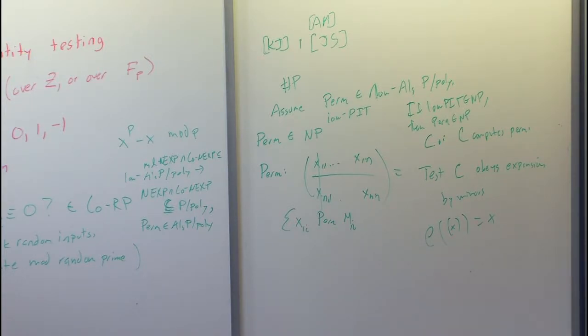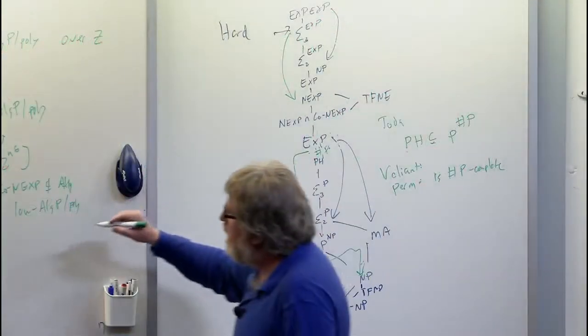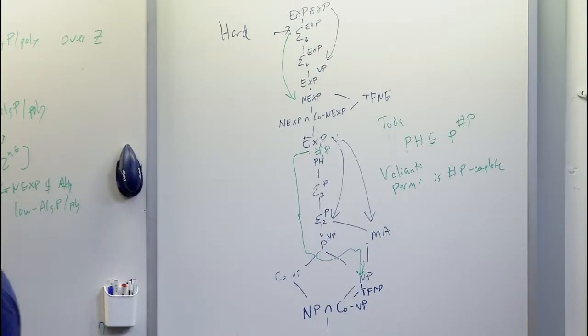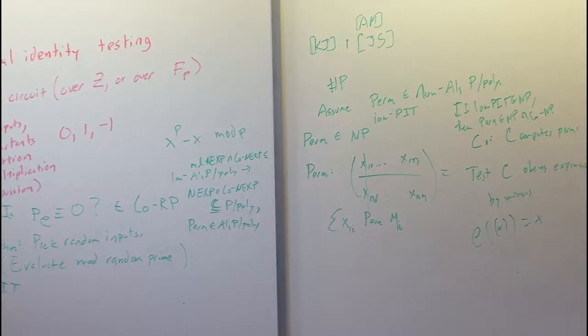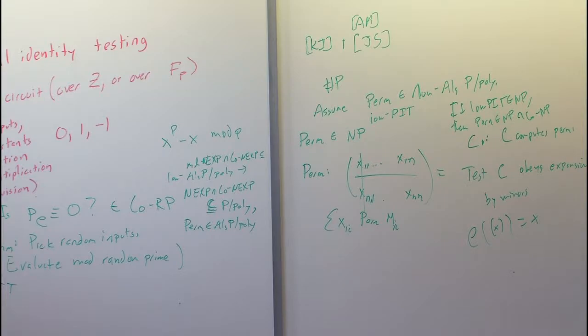Or we could be given the sequence of circuits, because we're assuming one exists for all lengths. And actually, because sharp P is closed under complement, it's easy to just also put it in co NP, for the same reason. This doesn't quite match, but it's true anyway. So actually, we get the collapse all the way down to NP intersect co NP.